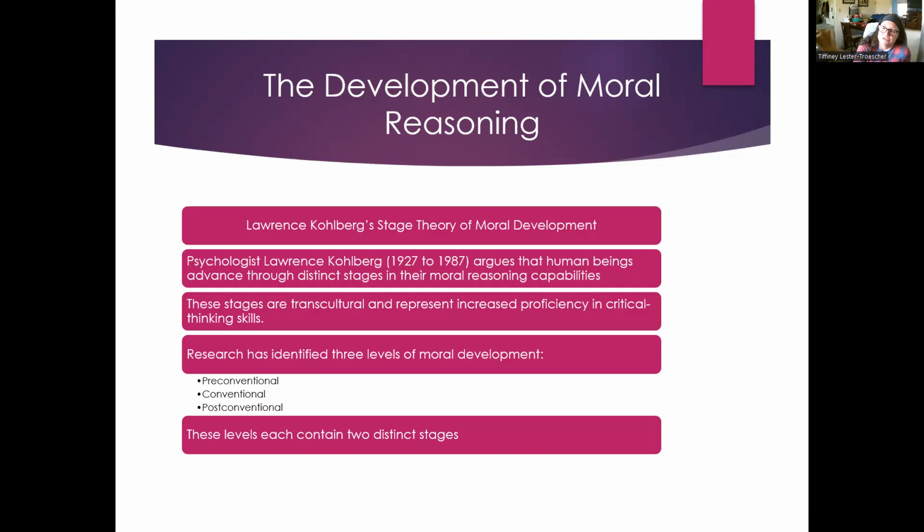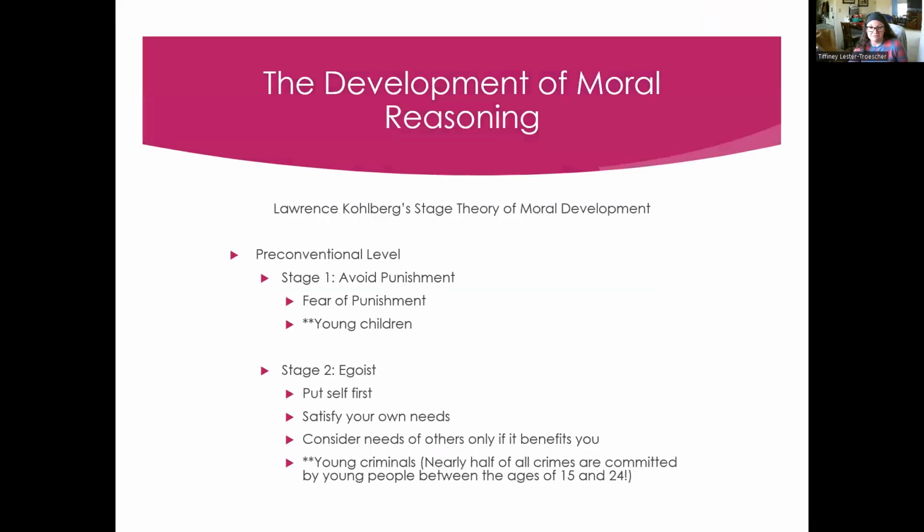All right. So they've sort of taken his basic ideas here, and we have sort of narrowed it down to 3 levels of moral development: the pre-conventional level, the conventional level, and the post-conventional level. And each of those levels contains 2 distinct stages. So 3 levels, 6 stages, right? So in our pre-conventional level, stage 1, our moral reasoning is all about avoiding punishment, right? We have a fear of punishment. We want to avoid it. This is where we are as young children.